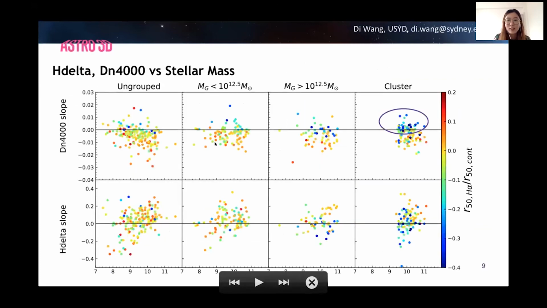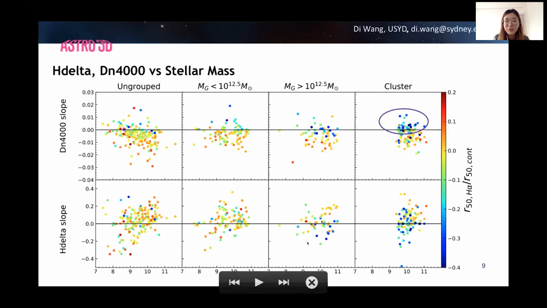And here we have the DN4000 gradient and H delta gradient versus stellar mass, color-coded by the concentration index, with a zero reference line. We know galaxies in higher density regions have centrally concentrated star formation, so the DN4000 gradient will be larger than 0 in the high halo mass groups and clusters. And the top row shows what we expected.